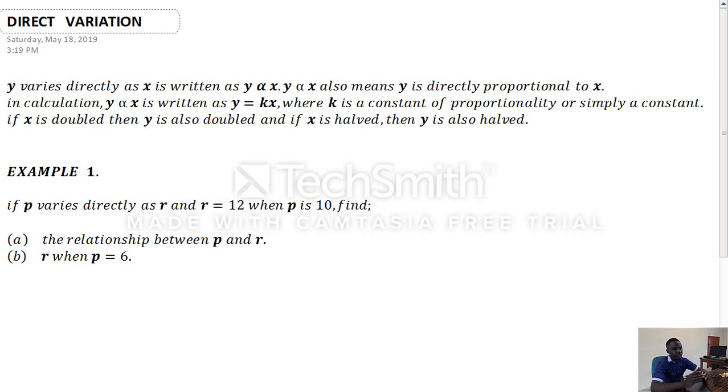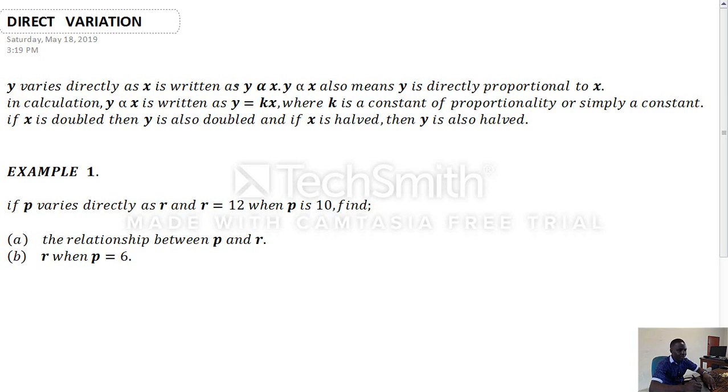Let's look at direct variations. We said y varies directly as x, also written as y varies as x, where the variation sign means is directly proportional to x. In calculation, y varies directly as x can be written in equation form as y is equal to kx, where k is a constant of proportionality, or simply a constant. That means if x is doubled, then y is also doubled, and if x is halved, then y is also halved.